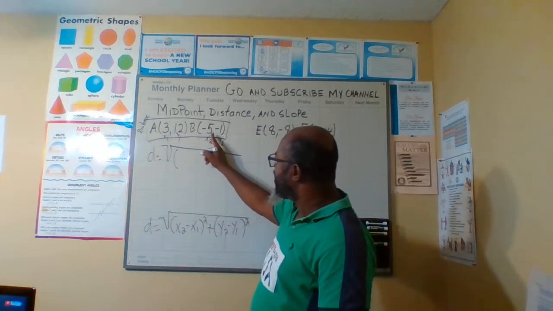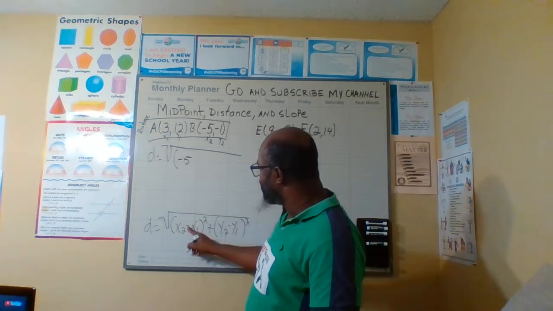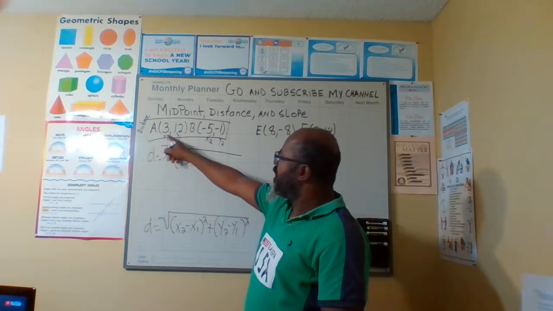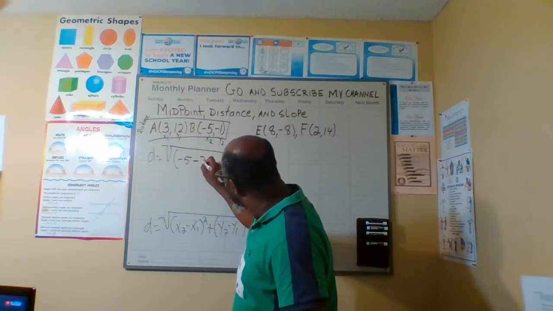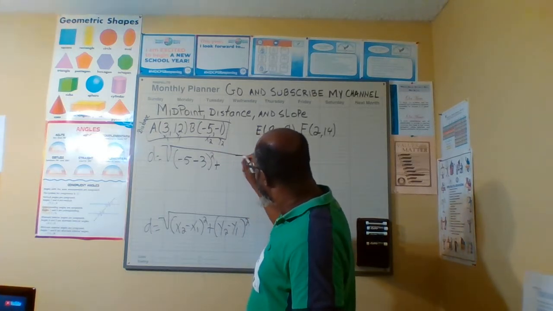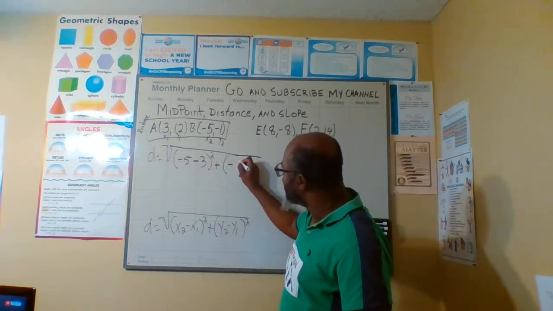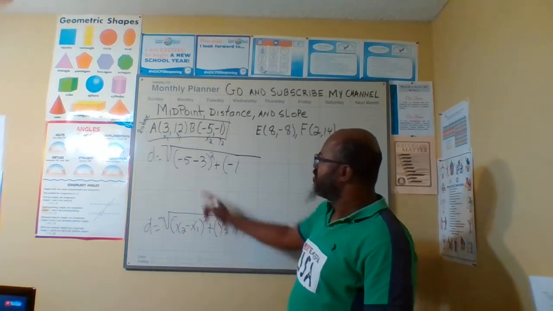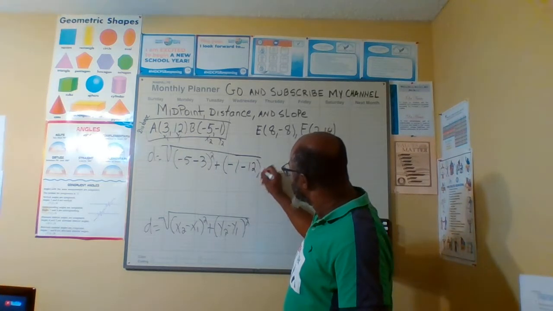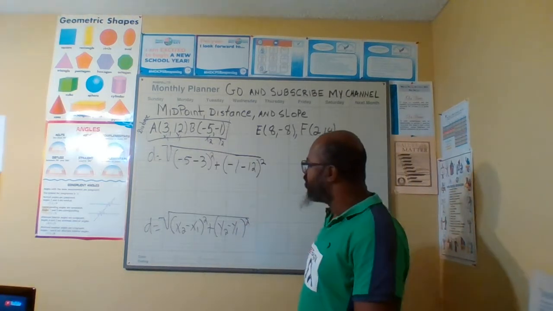x2, which is identified as negative 5, and there's a minus in the formula, x1, which is 3, plus y sub 2, which is negative 1, minus y sub 1, which is... alright, now I just substitute in the formula.